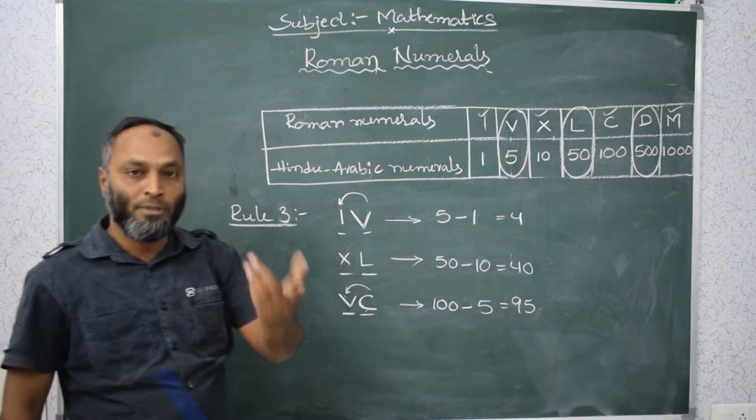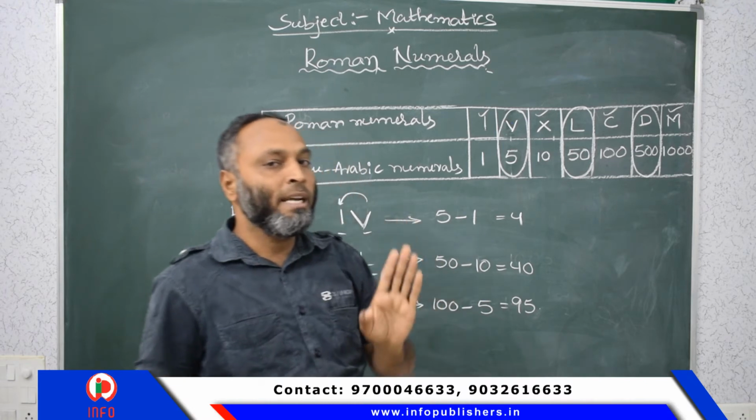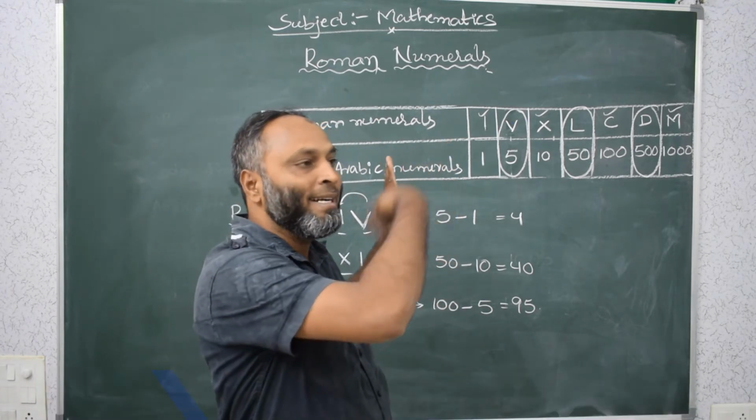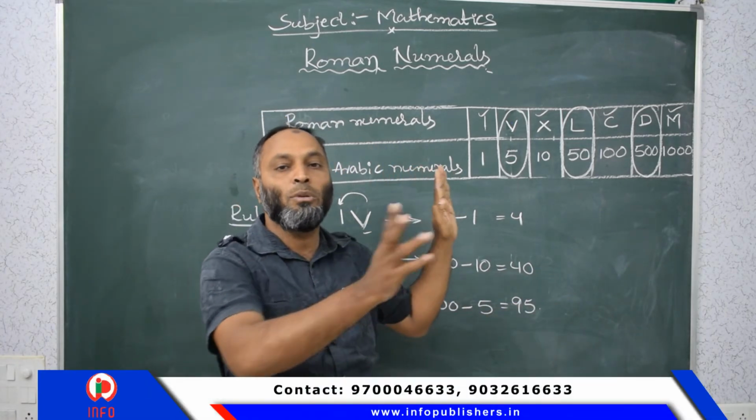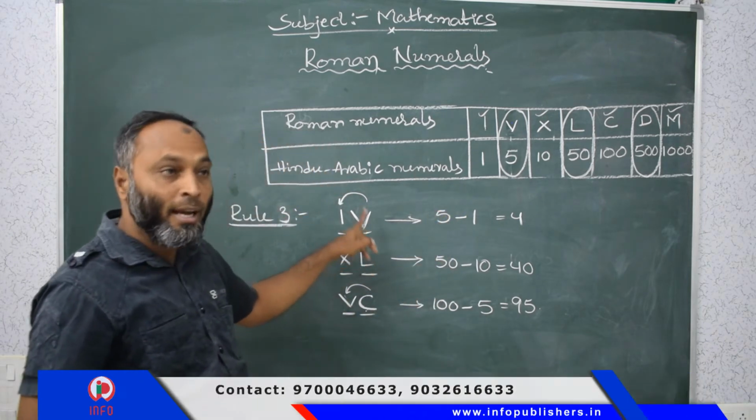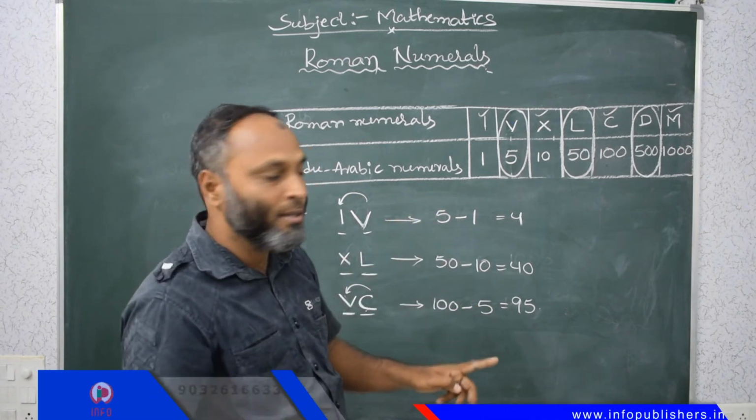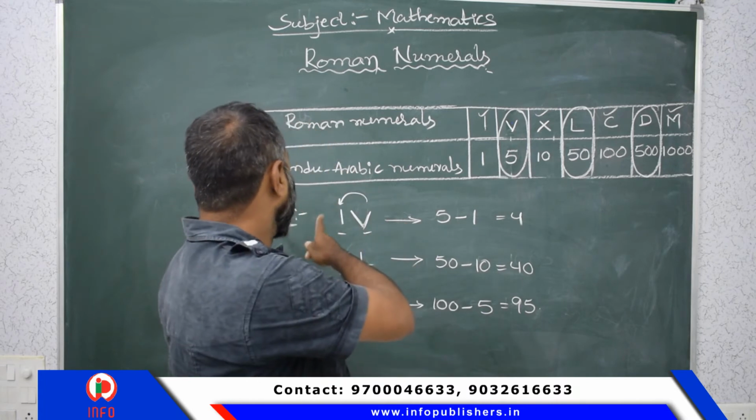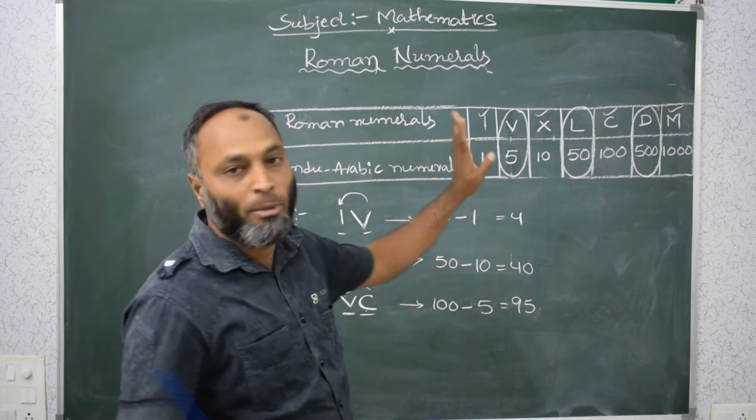After the first rule, we discussed the second rule. Again I am repeating the second rule. Whenever the big Roman numeral is there and on the right side a smaller Roman numeral is there, then we have to add. This is rule 2. And rule 3, when the big Roman numeral is given and the small Roman numeral is on the left side, then we have to subtract. Whatever the answer is, that is the Roman numeral representation for our Hindu Arabic numeral.